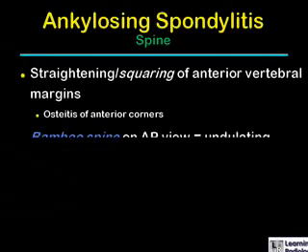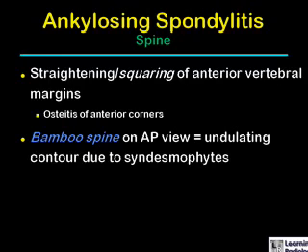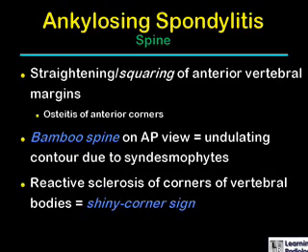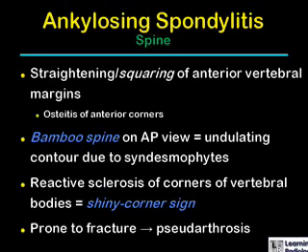There may be straightening or squaring of the anterior vertebral margins early in the disease, which is due to an osteitis at the anterior corners of the vertebral bodies. Bamboo spine is the appearance that's been described on the frontal view of the spine because of the undulating contour of the spine due to the syndesmophytes. There may be reactive sclerosis at the corners of the vertebral bodies, which is called the shiny corner sign. And patients with ankylosing spondylitis are prone to fractures of the spine, which may in fact lead to pseudarthroses.